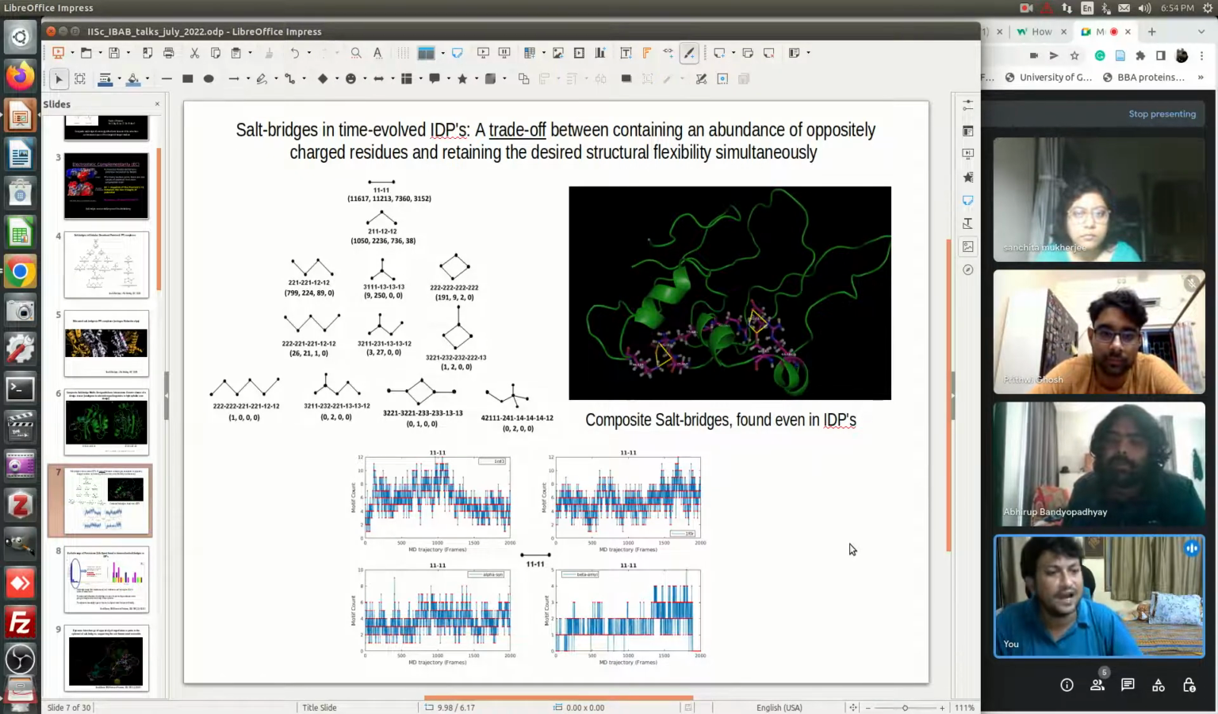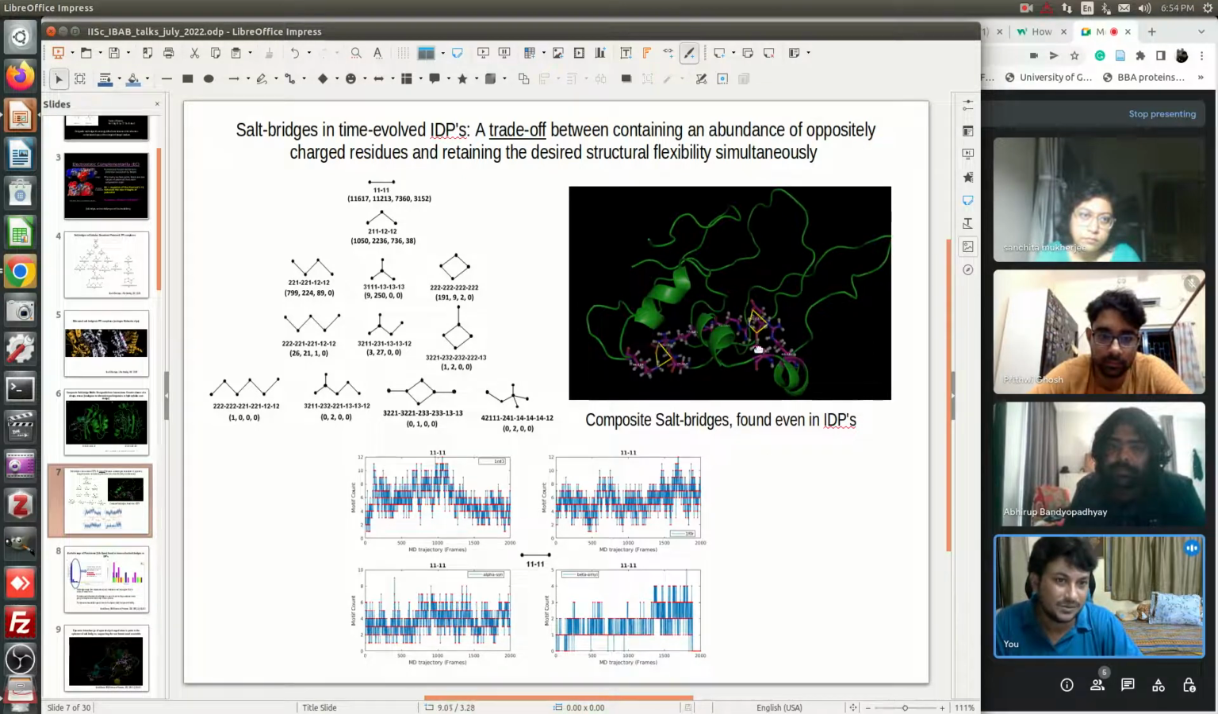So we took 4 IDPs. 2 of them were completely disordered, and 2 of them were partially disordered, and we just carried out an explicit all-water MD simulation, and then looked at different salt bridges. We started our exploration of the motifs and counted their numbers, and as expected it followed a similar trend to that of the globular proteins.